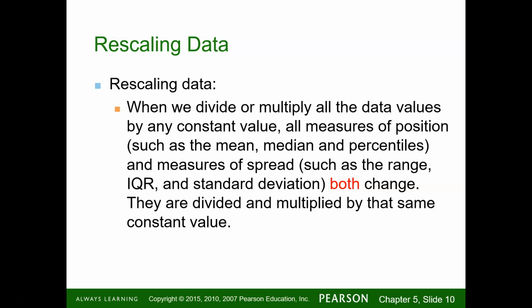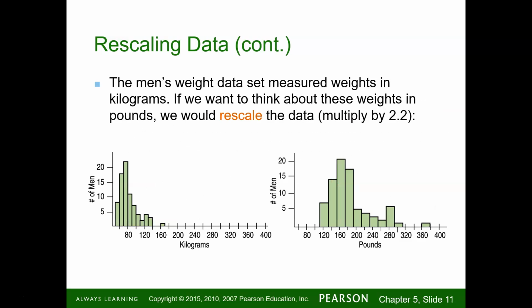Now we've got rescaling data, which is different. It means you're taking every piece of data and either multiplying or dividing it. So all measures of position and spread both change by the amount that you divide or multiply by. If you multiply by 2, they're all going to double. If you divide by 2, they're all going to get cut in half. So let's take a look at that.